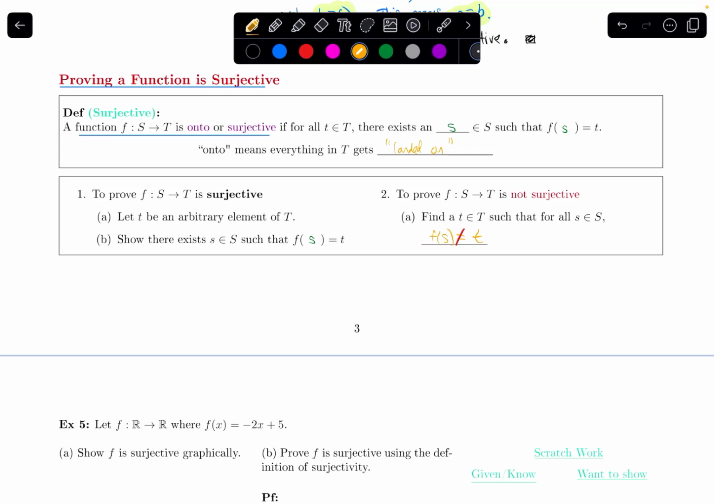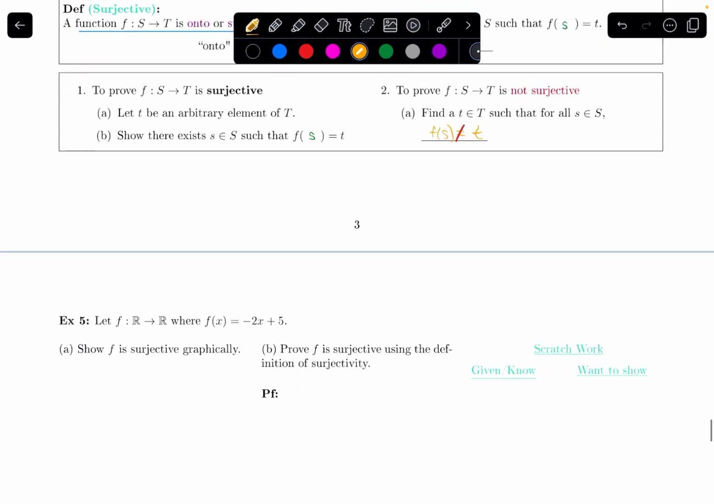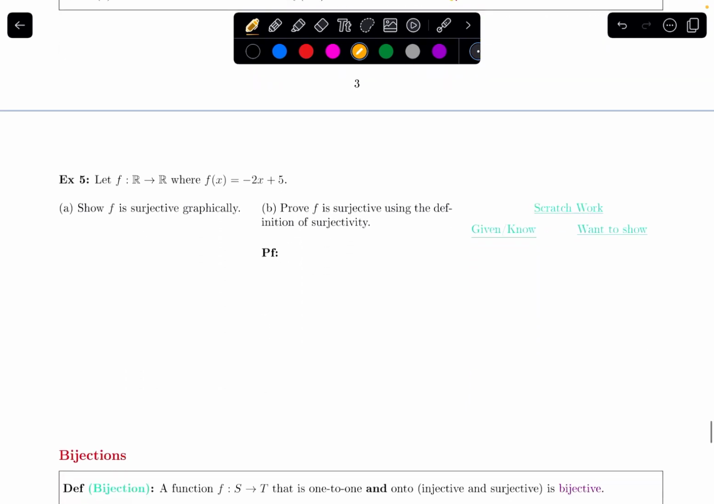Okay. So let's do an example. Let's say that f is a function from R to R. So the domain is the reals, the codomain is the reals, and f of x is negative 2x plus 5. First, I want to show this is surjective graphically. So if I draw some axes, and then I draw the graph, this is a slope of negative 2, and the y-intercept is positive 5. So something like this.